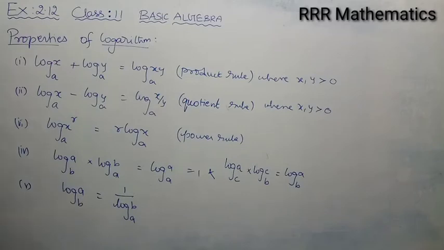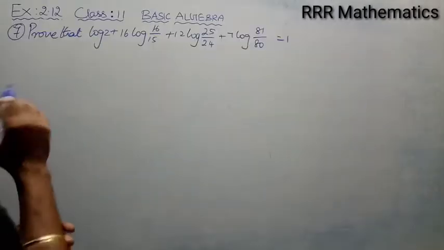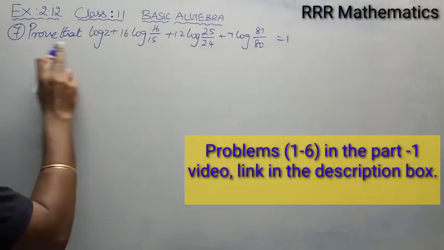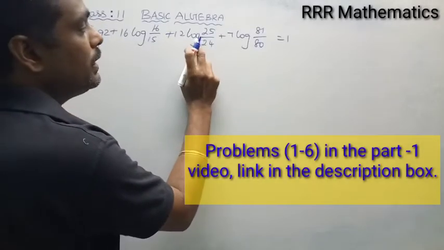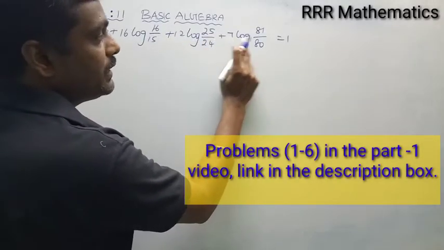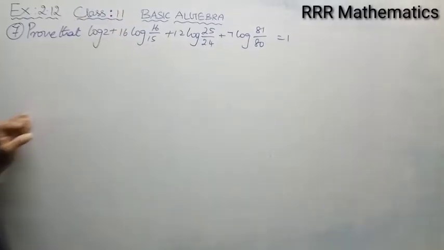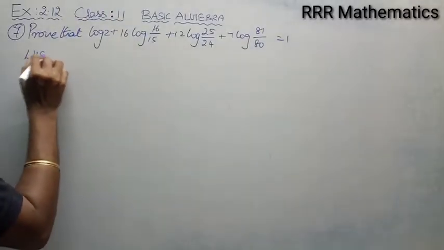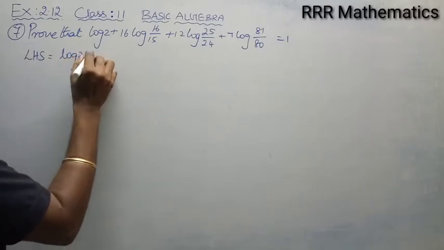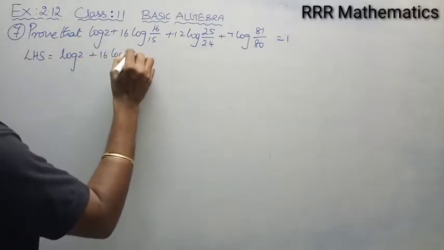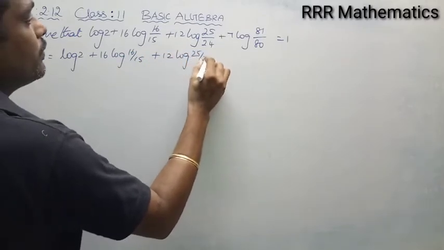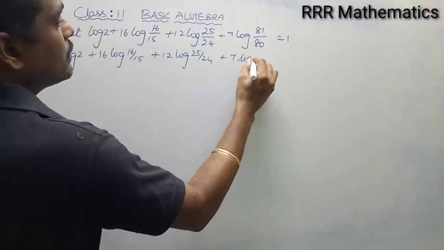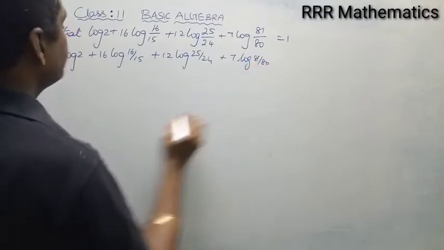Let us see the problem. Question number 7. Prove that log 2 plus 16 times log 16 by 15 plus 12 times log 25 by 24 plus 7 times log 81 by 80 is equal to 1. So my left hand side is log 2 plus 16 times log 16 by 15 plus 12 times log 25 by 24 plus 7 times log 81 by 80.